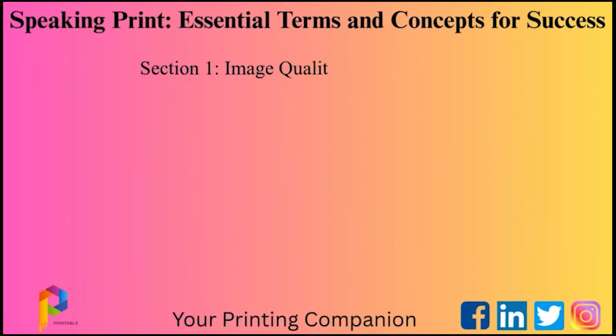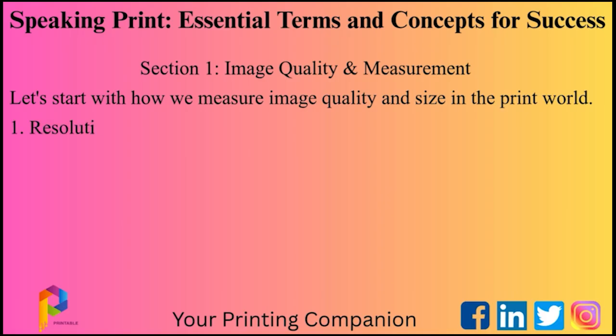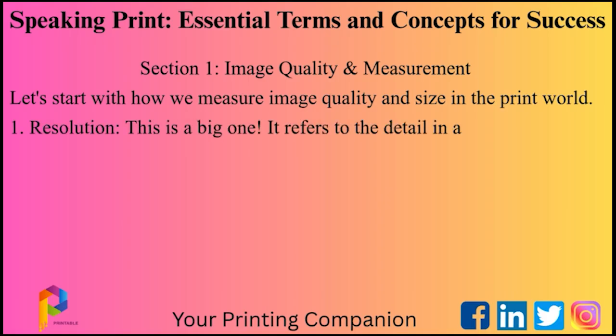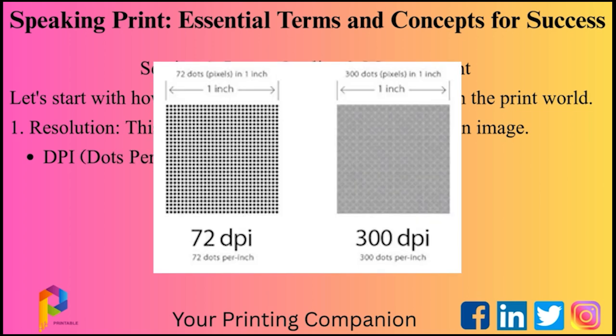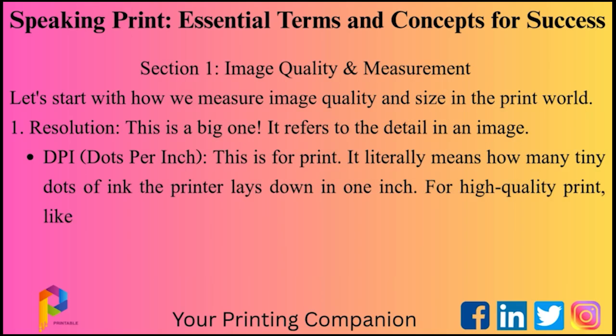Section 1, Image Quality and Measurement. Let's start with how we measure image quality and size in the print world. First, resolution. This is a big one. It refers to the detail in an image. DPI, dots per inch. This is for print. It literally means how many tiny dots of ink the printer lays down in 1 inch.